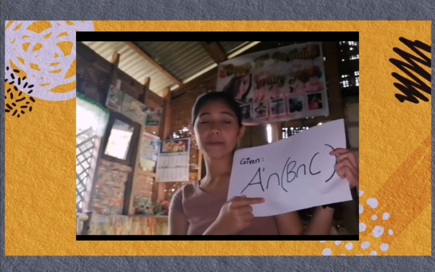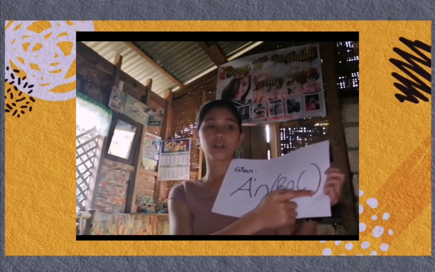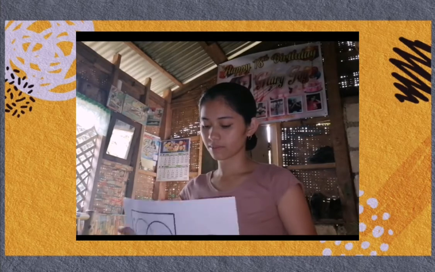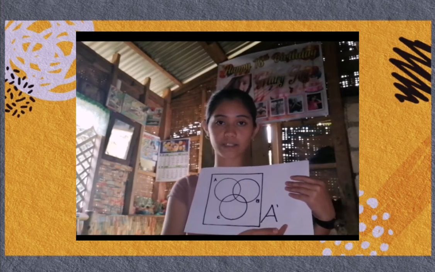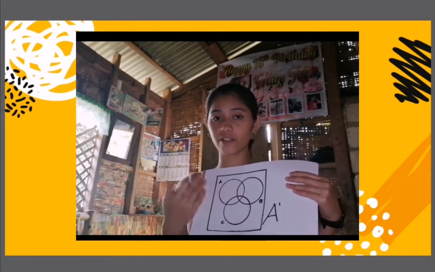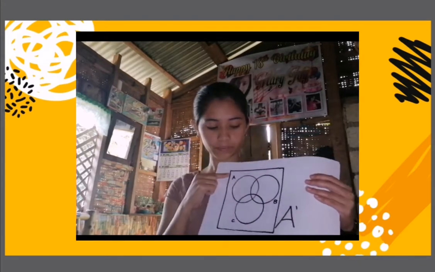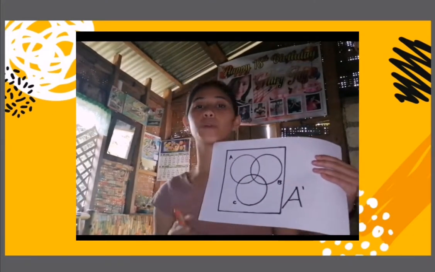So this is the given: A complement intersection, open parenthesis, B intersection C, close parenthesis. This is the first thing to do. As you can see, we are going to shade A complement. We have three circles inside the box or square shape, and each circle represents A, B, and C. So now we're going to shade it.